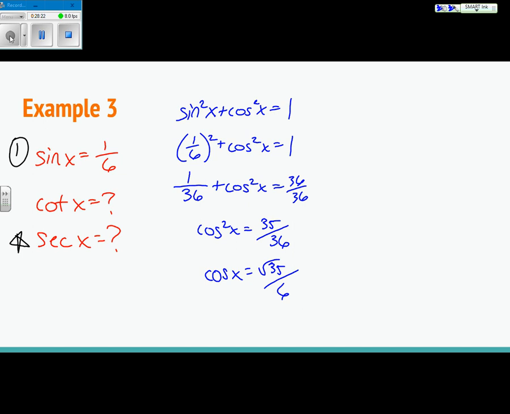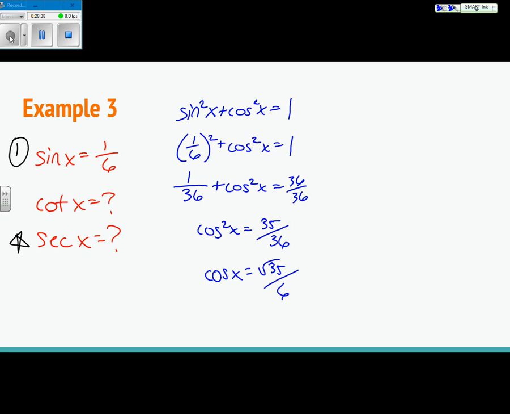Way to go. That didn't help me at all because I really don't want to know what cosine is. I'm looking for cotangent and secant. Huh? That's what I'm asking you. Why did we just do this? Did it help me get closer to one of them?